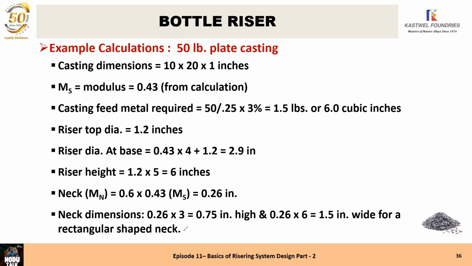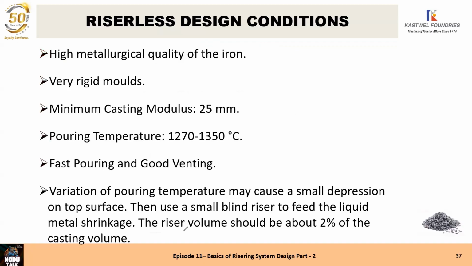Riser height is from the table; the height to diameter ratio we know. So riser height is 1.5 times 1.2 times the 5. Riser neck is 6 times the modulus of the casting. With the riser neck dimensions given, you can calculate the height and the width of the rectangular riser neck. We'll talk about the last one, riserless design, and its conditions.